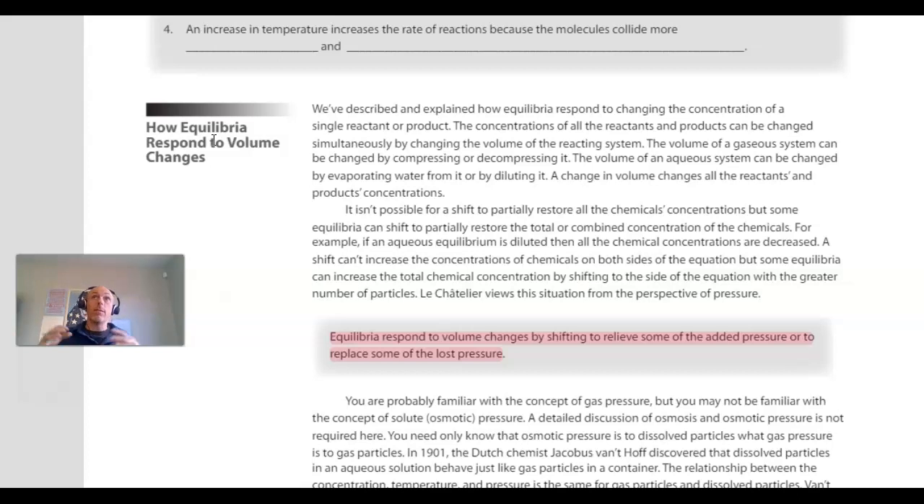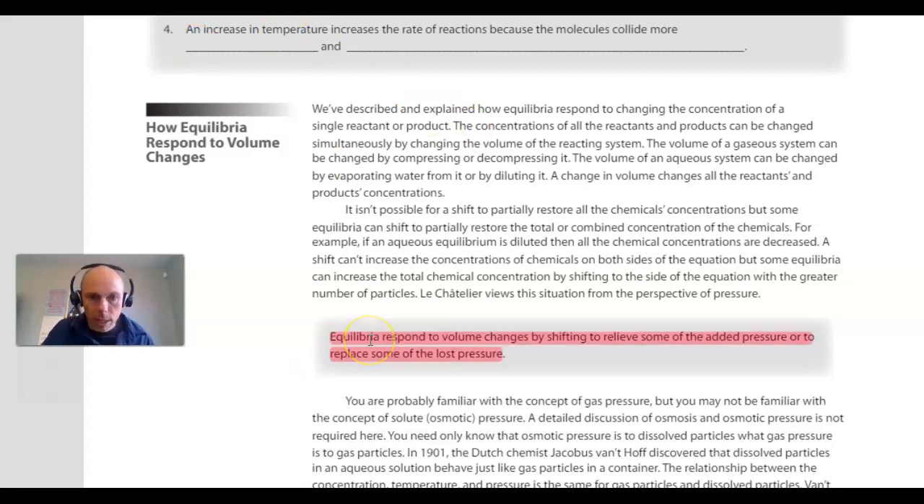If you increase the volume that gases are in, the pressure that gases exert on the wall will drop. If you increase the volume that solutes are in, if you increase the volume of the solvent, the volume of the solution, there's a lower concentration of solute in that solution, and there's also what is considered to be lower osmotic pressure. So increasing the volume of a system, if it has dissolved ions in it or gases, decreases the pressure, whereas decreasing the volume of a system increases pressure.